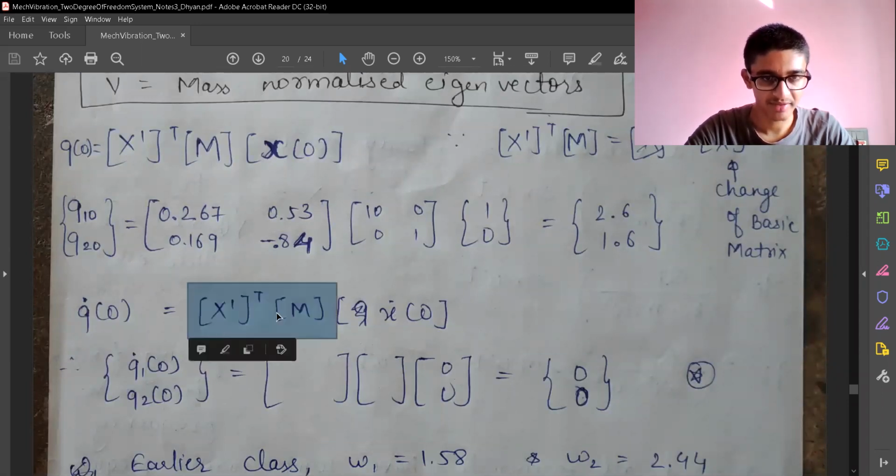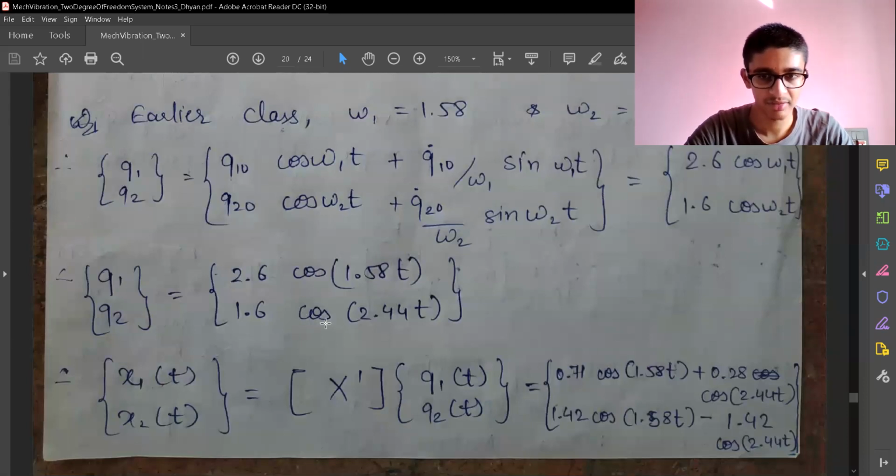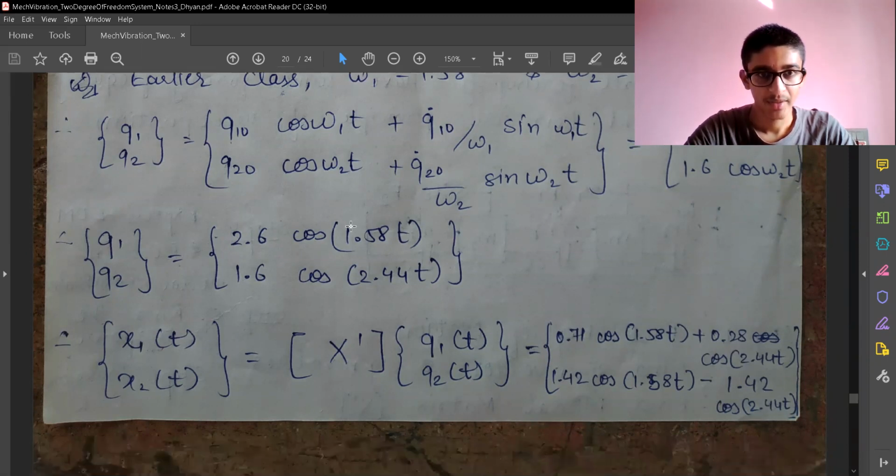When I'm changing from old to new, it is the other form. This is the thing you need to remember. I just multiplied this and got the response, which is shown over here.